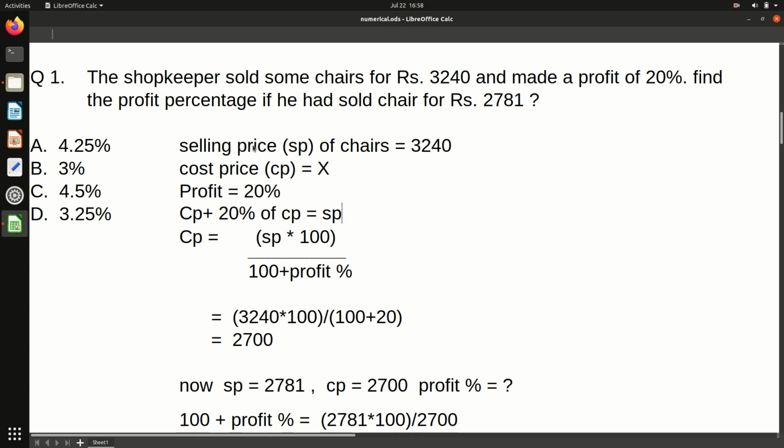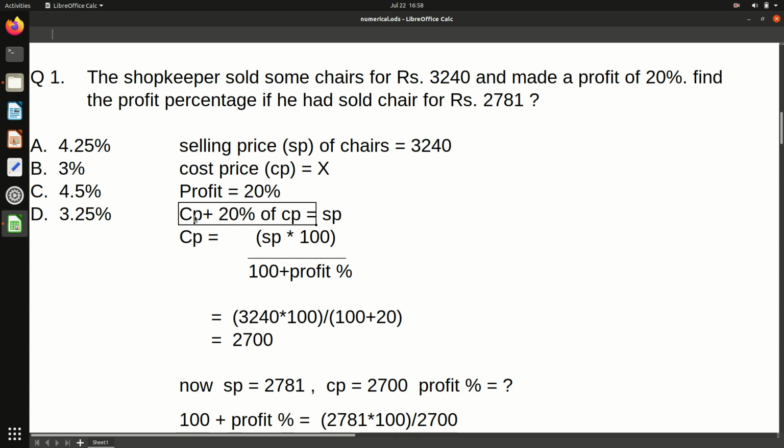Okay, so at first I have written here that the selling price is given, which is 3240. Profit is also given, and the cost price I have taken to be X, which we have to find. So SP is given, CP we have to find, profit is given. There is a single formula which you can remember if you want, or you can go step by step. What you can see here is the normal way.